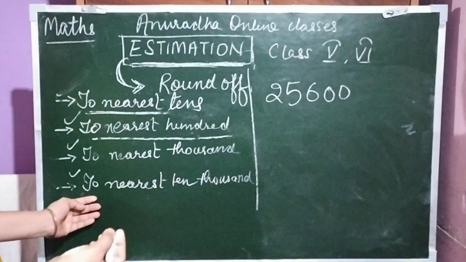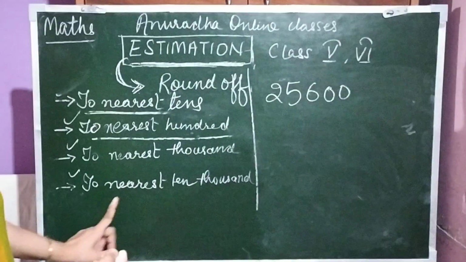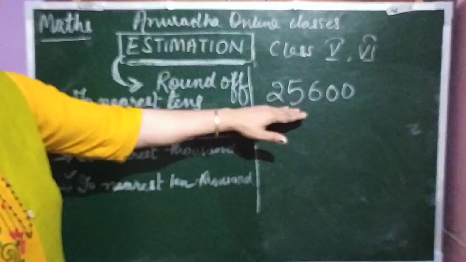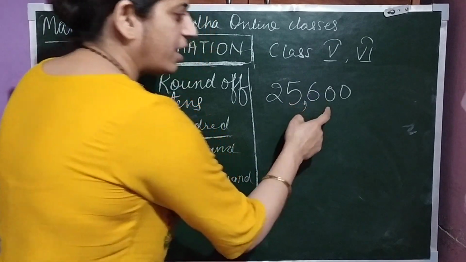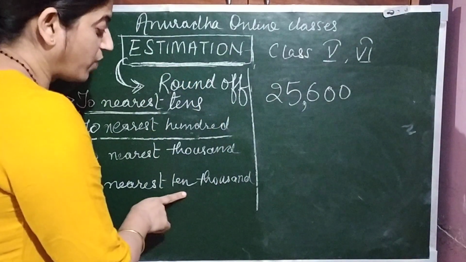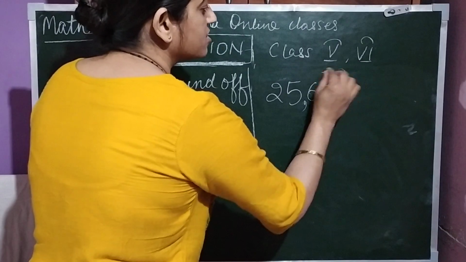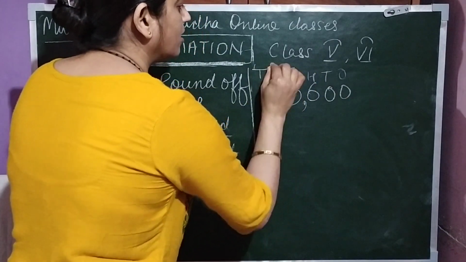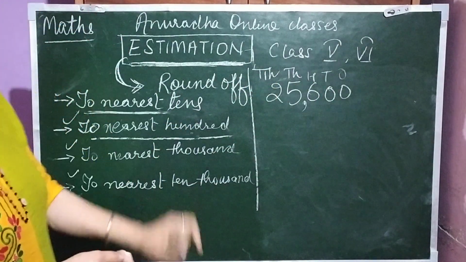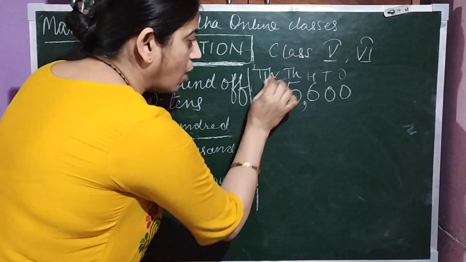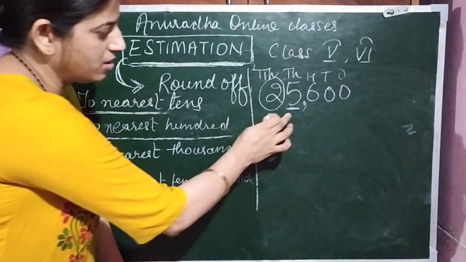So children, let us come to the next, that is to nearest 10,000. You have to round off the number to nearest 10,000. Here I have written 25,600. Right? Now we have to change to nearest 10,000. This is ones, tens, 100, 1000 and 10,000. Better to write the places above. Now see, you have to round off this one and underline the very next place, that is the 1000 place. What is here? It is 5.